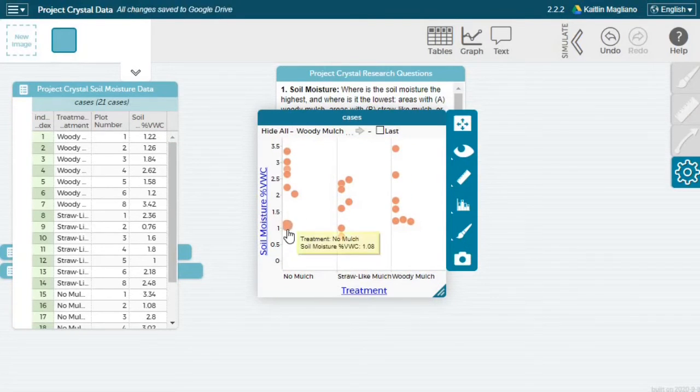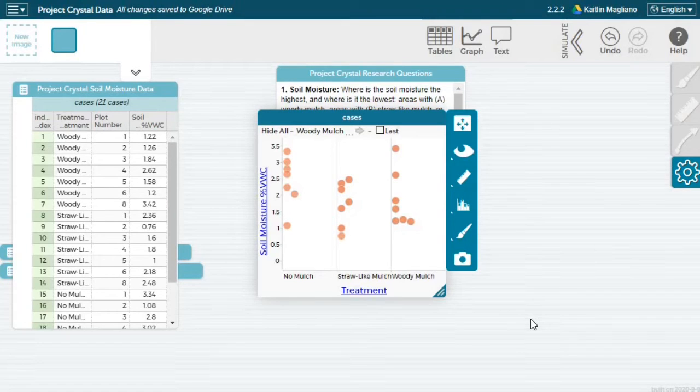So now each of these points is one of the soil moisture readings. So really high readings are up here. Really low readings might be down here. And as you can see, each mulch treatment had some higher readings and some lower readings, but we want to know overall or in general if one was higher than the others.